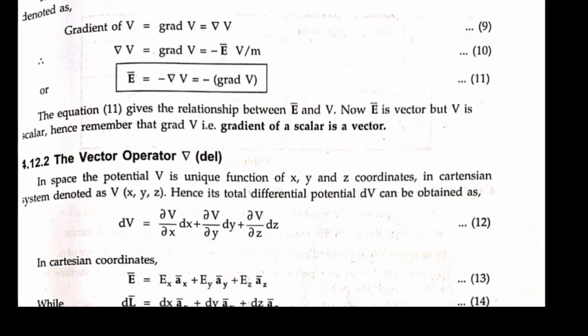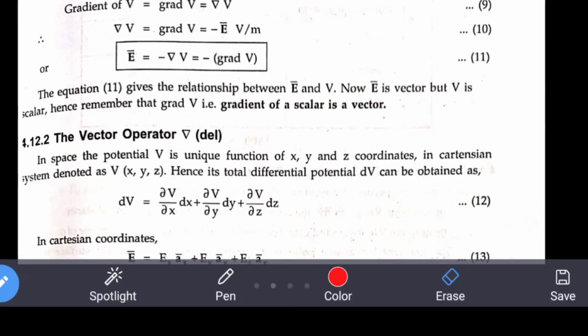Now E bar is a vector but V is a scalar. Potential is a scalar. Potential gradient is a vector. Hence remember that the gradient of V, that is potential gradient, is a gradient of a scalar, and the gradient of any scalar becomes a vector. That is the important one. E equal to minus del V, or minus gradient V. The gradient of any scalar is a vector.